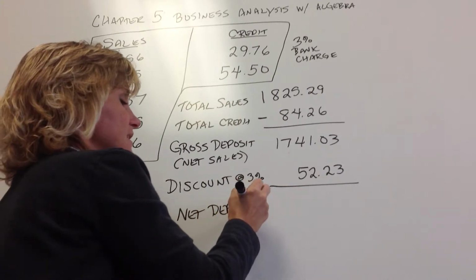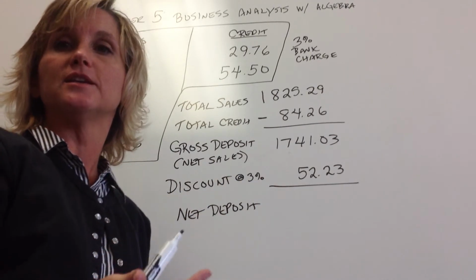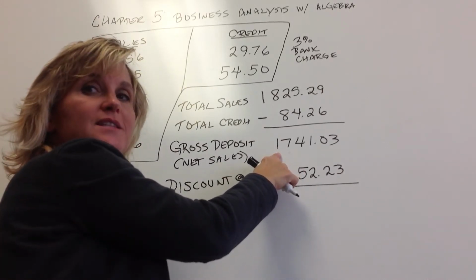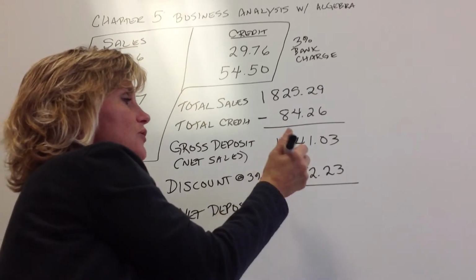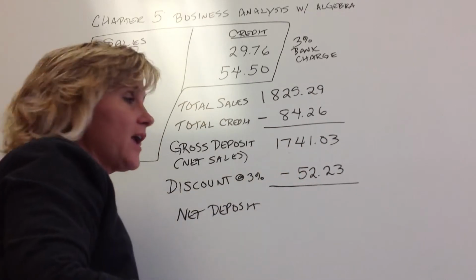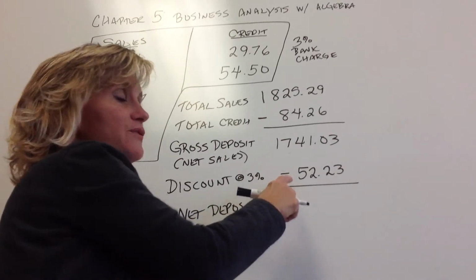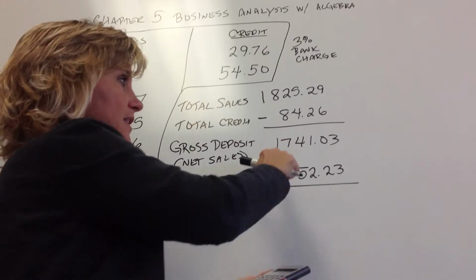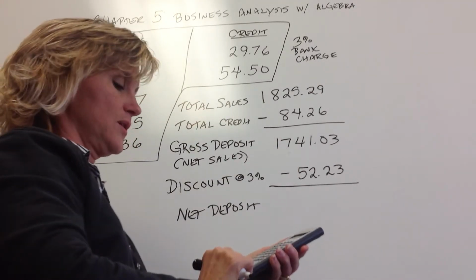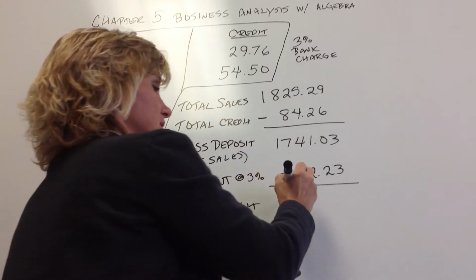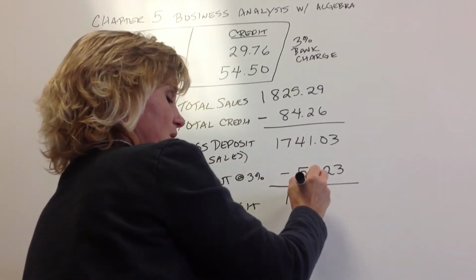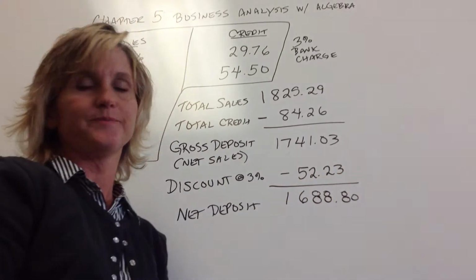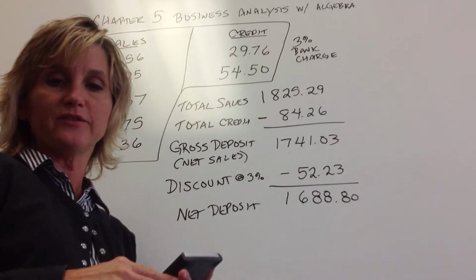And then the last thing you solve for is the net deposit into your account. So you had $1,741.03 in net sales after your returns. You've got to pay the bank $52.23. I mean, that's a fee. So they're going to net it. They're going to subtract it right out. So they'll subtract that out of the $1,741.03 that they owe you. So then the net deposit for that business is $1,688.80.